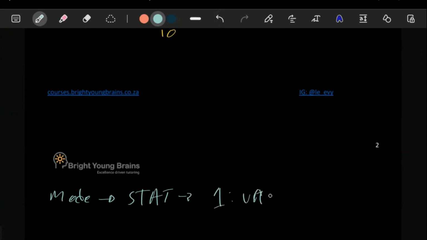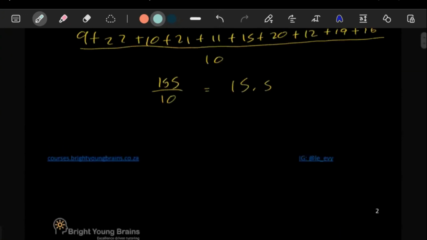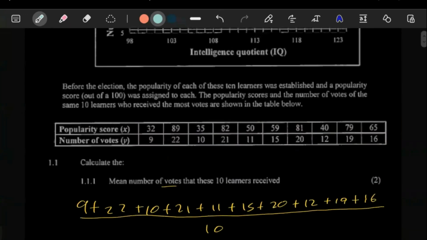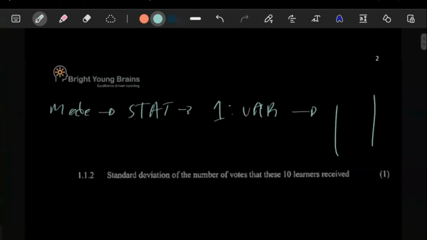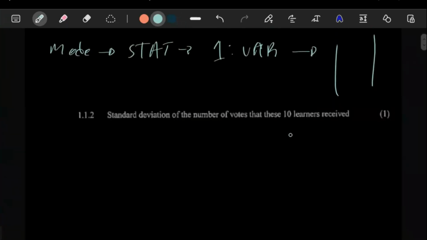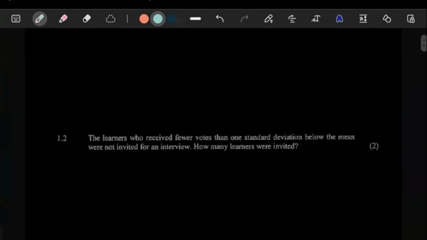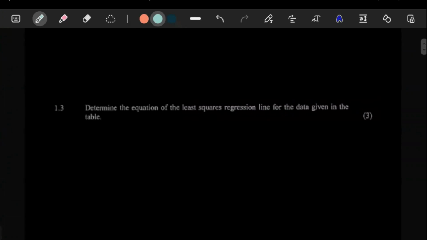And then obviously we're going to get a table that comes out where we're going to need to insert the data in our calculations. But in this situation, you may be thinking to yourself, since there are 2 sets of data, why don't we just put 2 sets of data in the calculator? But let's see the rest of the questions. Standard deviation of the votes. Determine the equation of the least squares regression line.